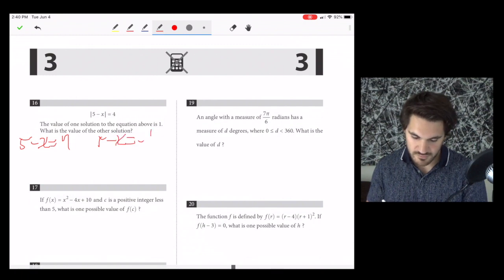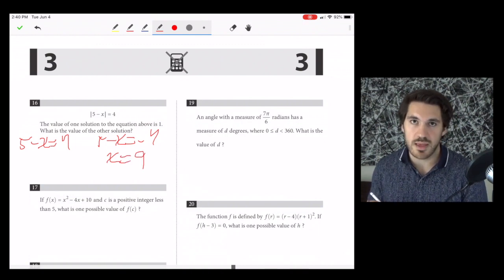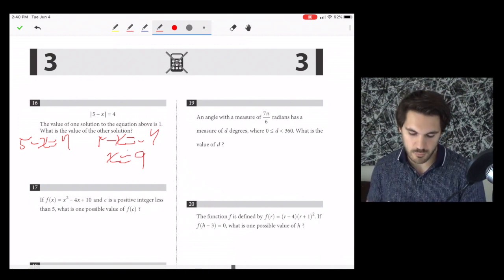equals negative 4. Okay? So if we solve this one, this basically will give us a value of x equals 9. And if we plug that in, 5 minus 9 is negative 4. The absolute value of negative 4 is 4. So that works.